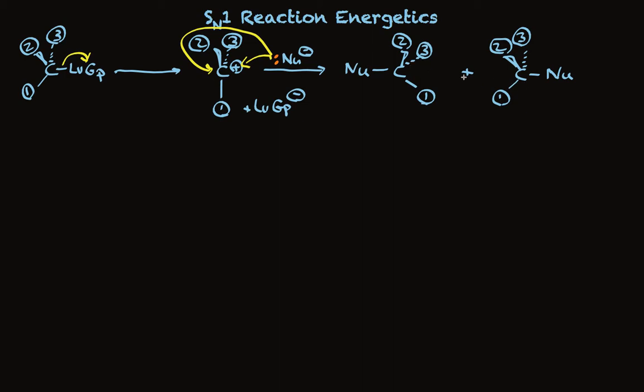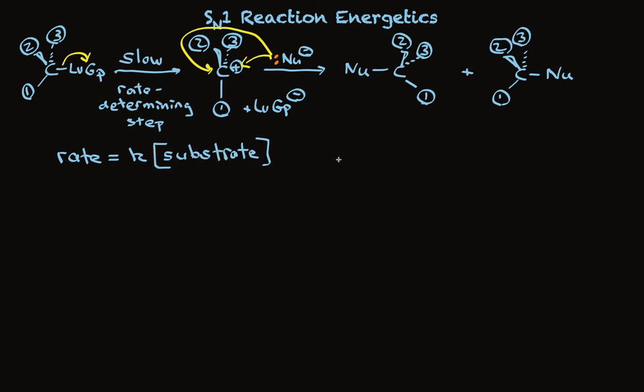And remember that we said this would be the slow step, what we call the rate determining step. So when we write the rate equation, we need to look at that rate determining step, see how many reactants are involved, and we see that the rate is equal to some rate constant times the concentration of substrate, nothing else. Because there's only 1 reactant in the rate determining step, this is what's called a first order reaction, first order kinetics, which is distinctly different from the Sn2 reaction, second order kinetics.